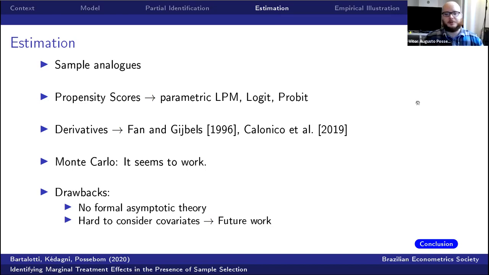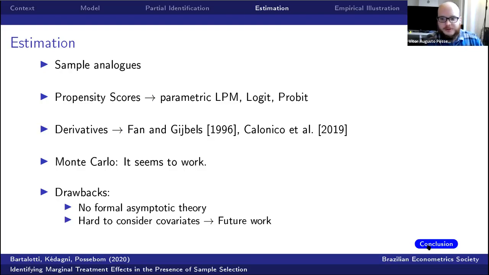And we want to analyze that further on in the future. Moreover, the estimation procedure that we propose in our paper assumes that the covariates are discrete. So you can basically use subsamples in order to condition on covariates. But if you want to consider continuous covariates, it's very hard. We don't have a good way to do that. We are postponing that for future work too.